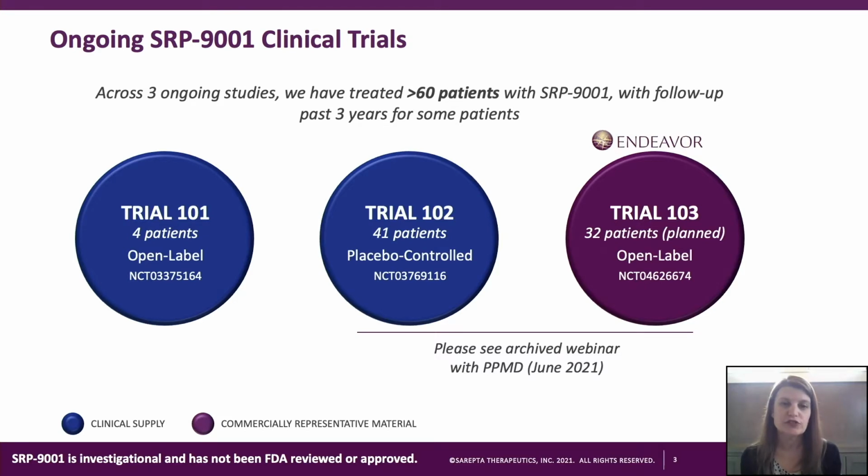Next is trial 102. This is a placebo-controlled trial in 41 patients, where in the first year, half of the patients were treated with SRP-9001 and half received placebo. Now we're in year 2, where the patients that received placebo have now crossed over.